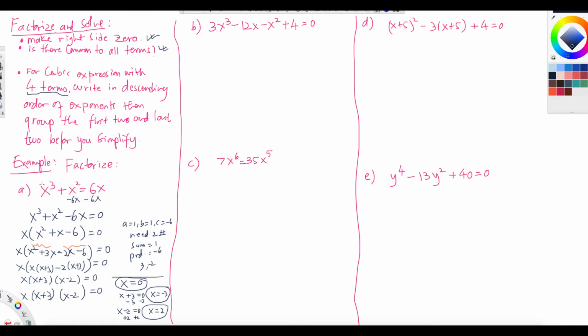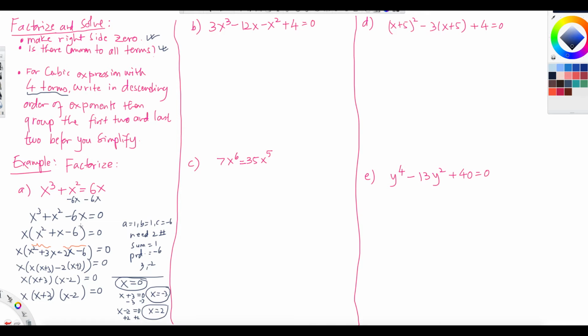This was a cubic because the highest exponent is 3. And it has just 3 terms. In that case, we were able to take the common factor out and then got the quadratic.